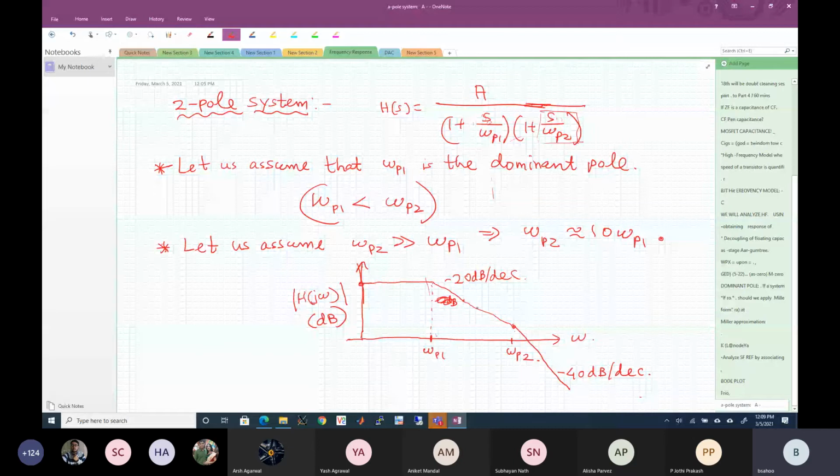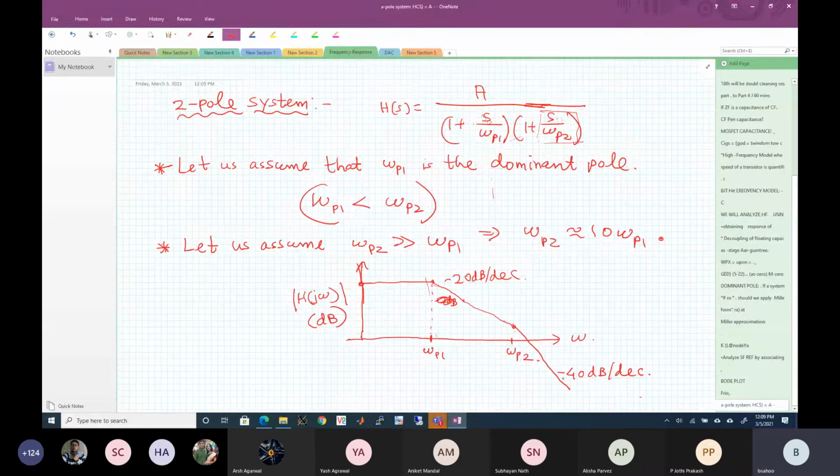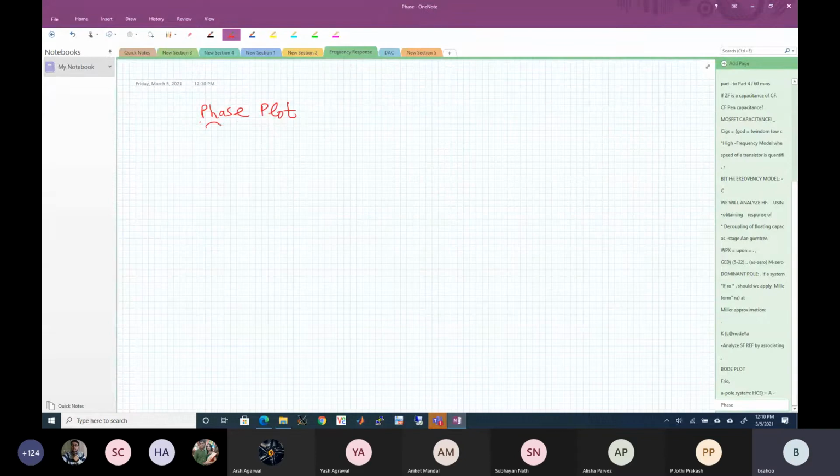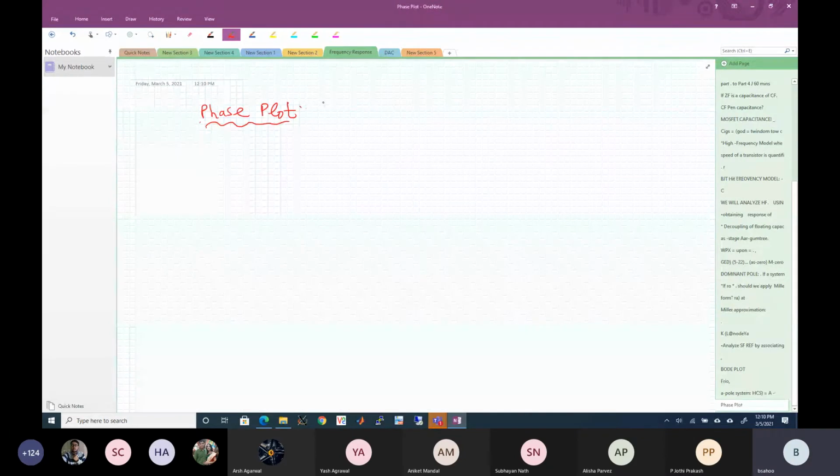So as soon as it hits a pole, it starts rolling off at minus 20 dB per decade. At the second pole, it starts rolling down at a further minus 20 dB per decade, so it becomes minus 40 dB per decade. Now let's look at the phase plot for a two-pole system.